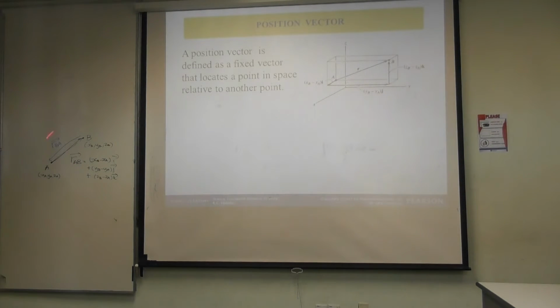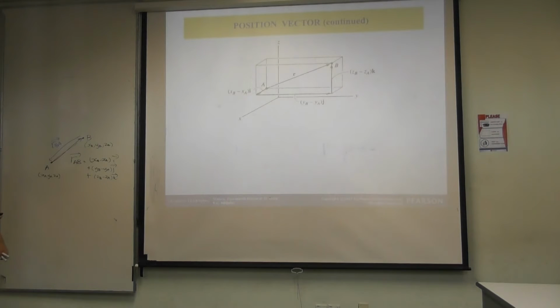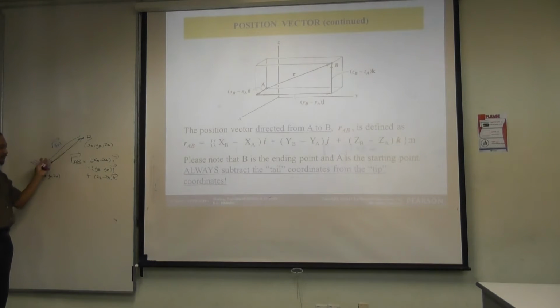So this is where we can get a vector from just the coordinates, because coordinates can be measured in any real application. We have a way to determine the coordinates. RAB is basically the coordinate of xb minus xa i, yb minus ya j, and so on. Please note that B is the ending point and A is the starting point. Always subtract the tail coordinate from the tip coordinate, the end from the beginning, the destination from the origin. That's position vector.